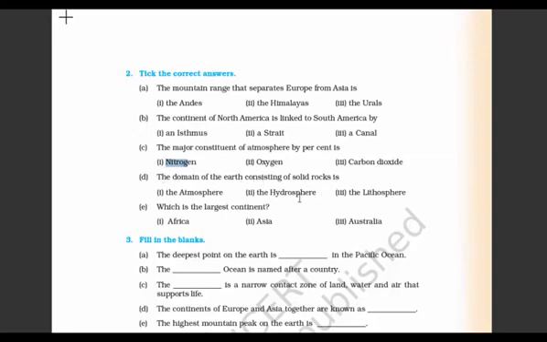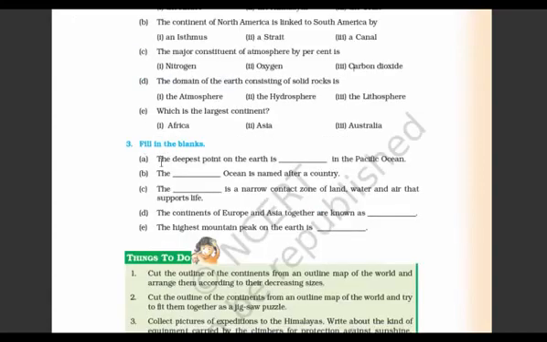The domain of the earth consisting of solid rock is called lithosphere. Solid rocks are found on the upper layer of the earth, right? It cannot be in the inside layer. As I said, this earth is covered with three layers: the core, then the mantle, and then the crust. The crust is what we live on. So lithosphere. Which is the largest continent? Asia. The second is Africa, and the smallest is Australia. It is also the island continent, remember that.